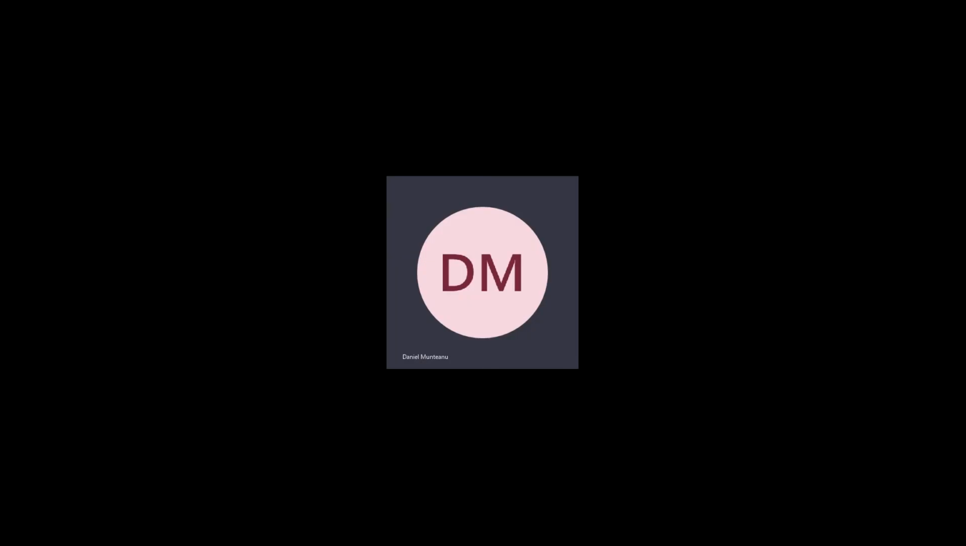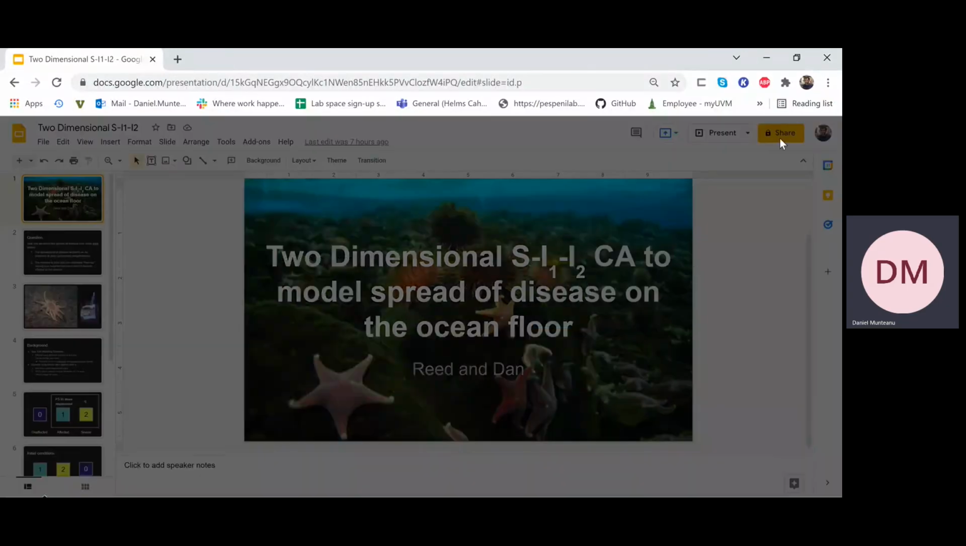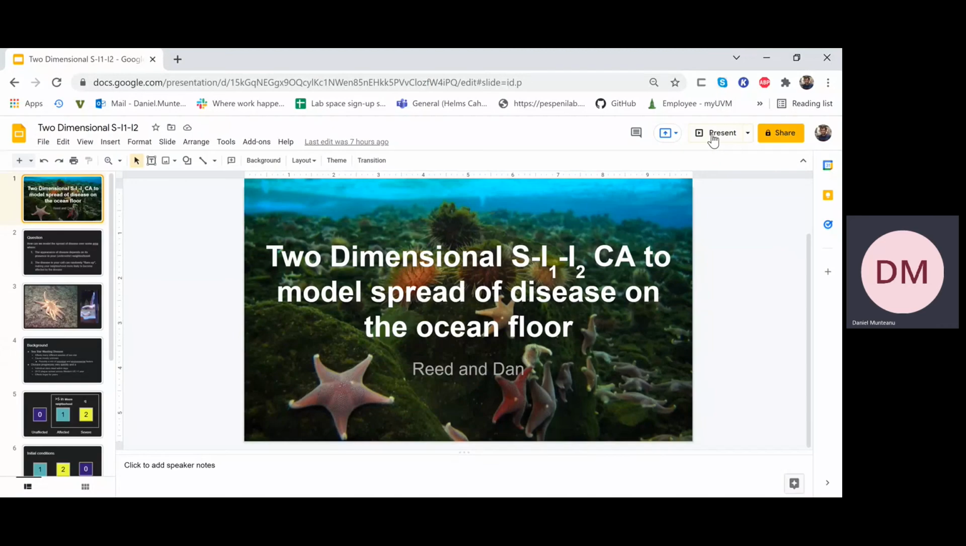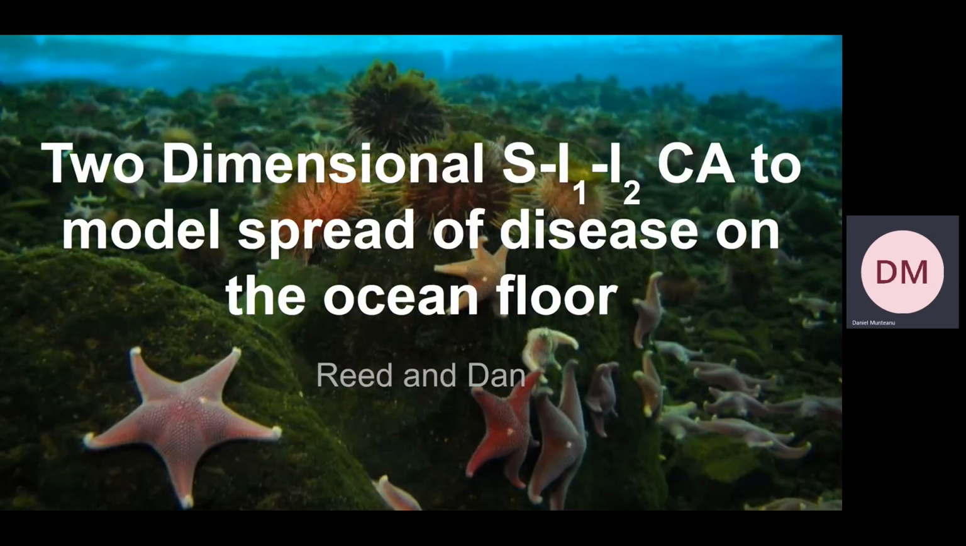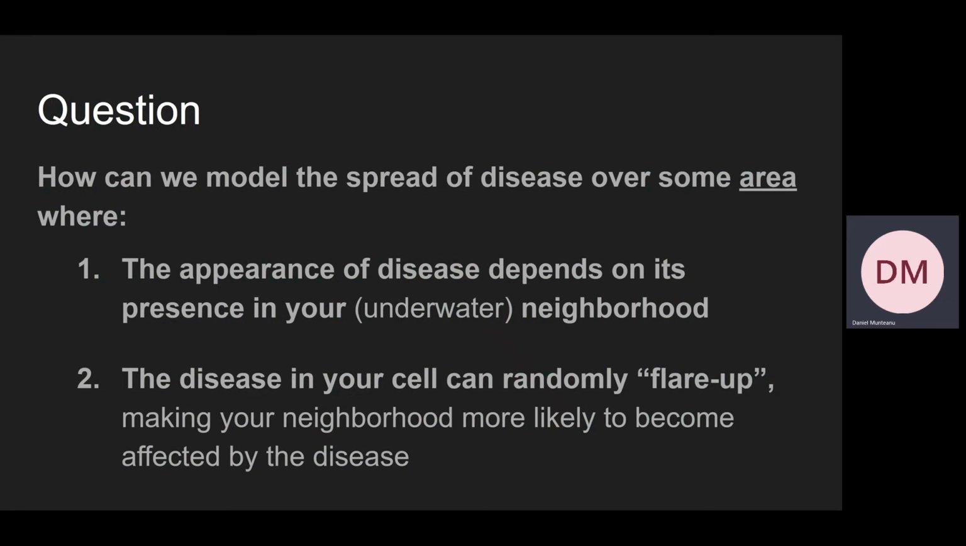Hi guys, I'm happy to share with you the cellular automata that Reed and I made. It is a cellular automata that operates on a 2D grid, and you could use it to model the spread of disease on the ocean floor or basically any other 2D surface.